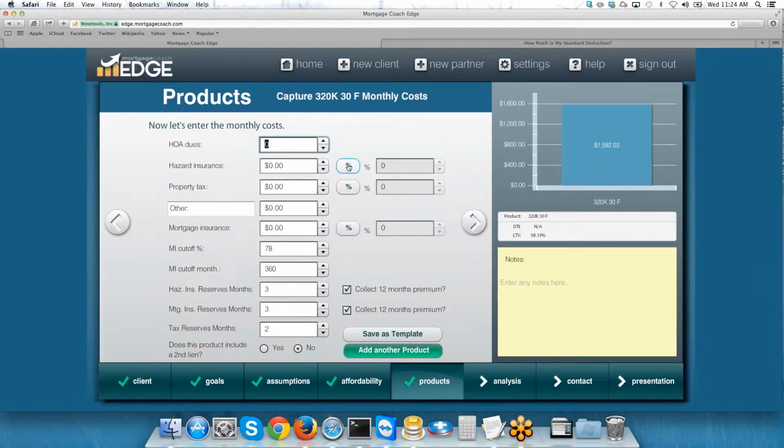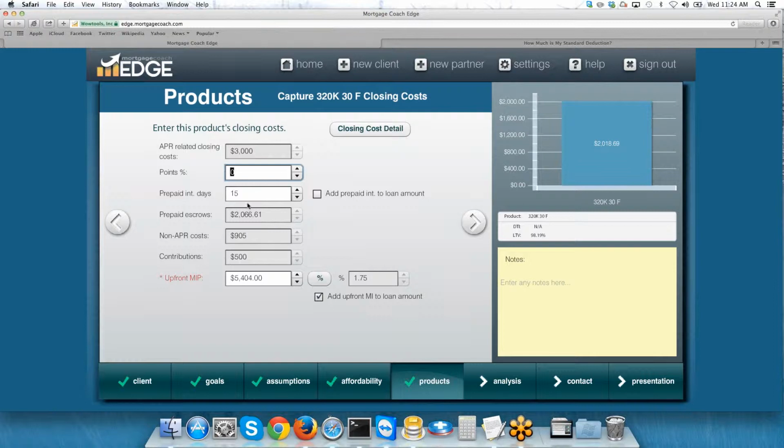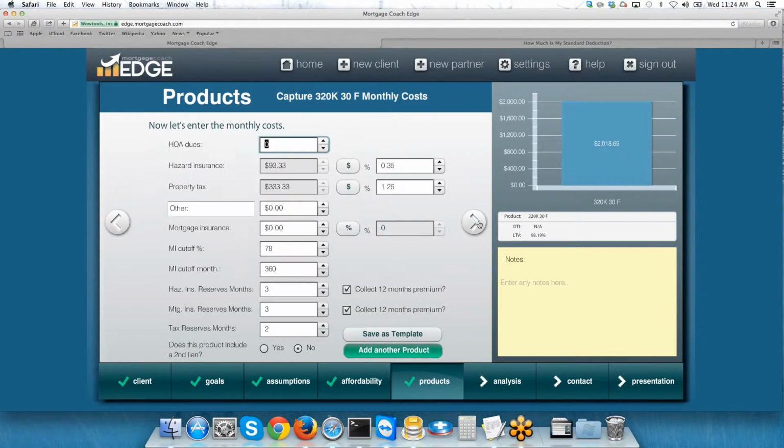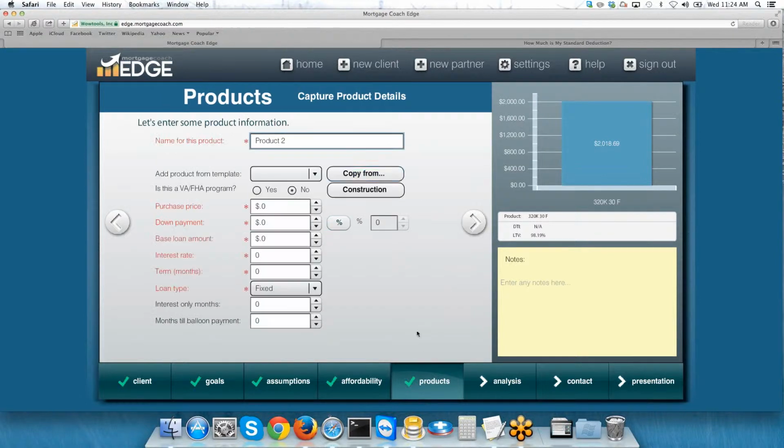And when I get to the final screen, you can see the only thing I need to do here is enter my percentages for my monthlies. And once I do that, it multiplies those against my reserve multipliers, and it funnels them back over to my prepaid escrows. So a couple easy steps. I've got one product. So now I'm going to add a second product.